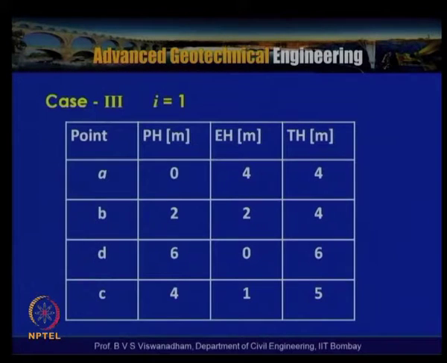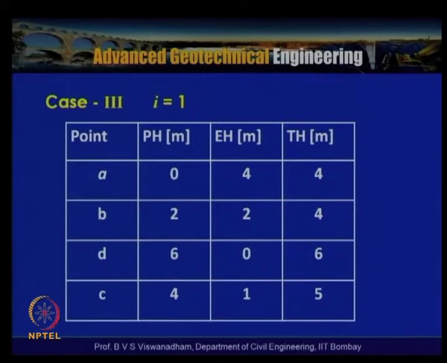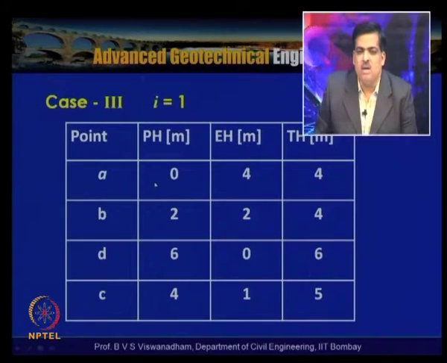In the third case, where i is equal to 1 is maintained, at point A the pressure head is 0, elevation head is 4 meters and total head is 4 meters. At point B, pressure head is 2 meters, elevation head is 2 meters, total head is 4 meters. At point D now, because of 2 meters of head which is maintained, h is equal to 2 meters, with that i is equal to 1 is maintained.